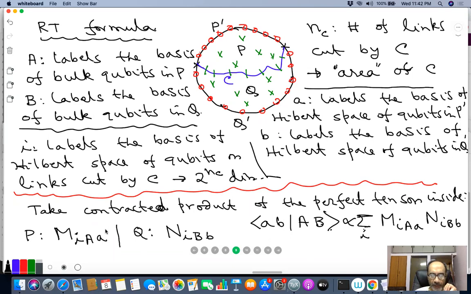So I'll try to prove why this is the case, but the meaning of this statement should become clear, right? What we mean by M being an isometry is that it's an isometry when you think of I and A as input and small a as output.